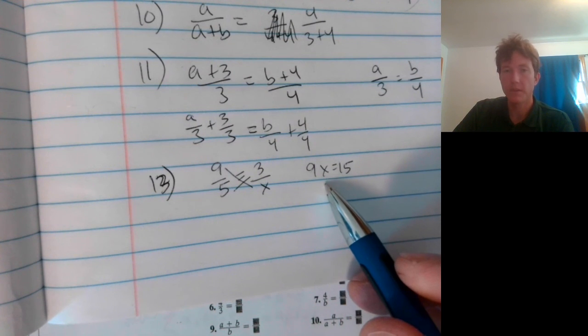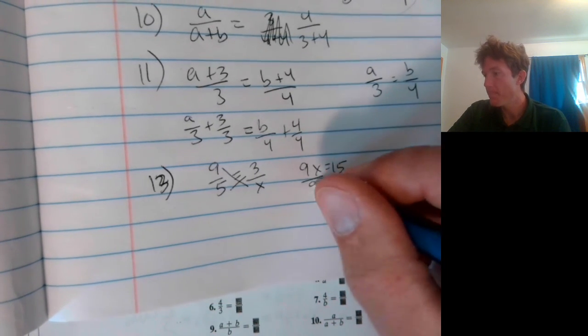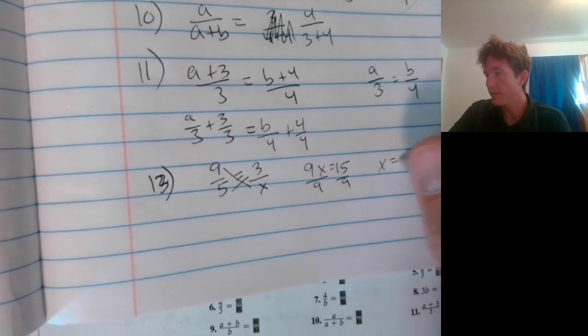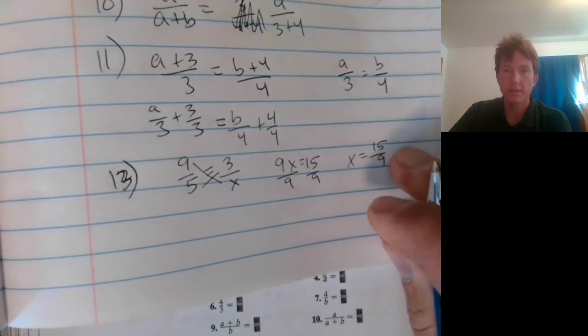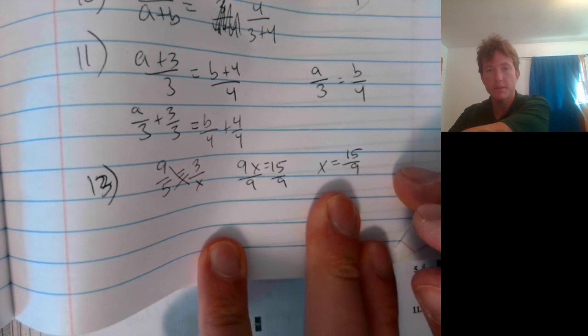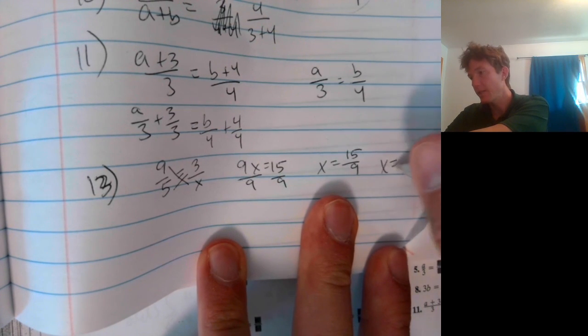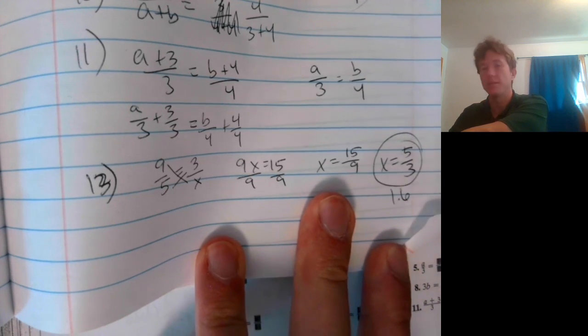And then I will divide by 9. X equals 15 over 9. Don't use a calculator here, use fractions. I can take a 3 out of each of these. X equals 5 over 3. Okay, if you use the calculator, it's 1.6.